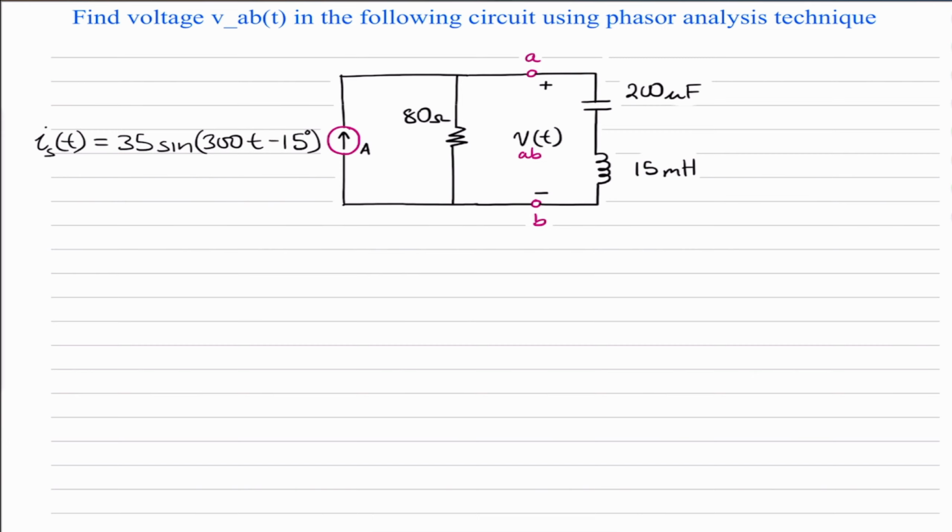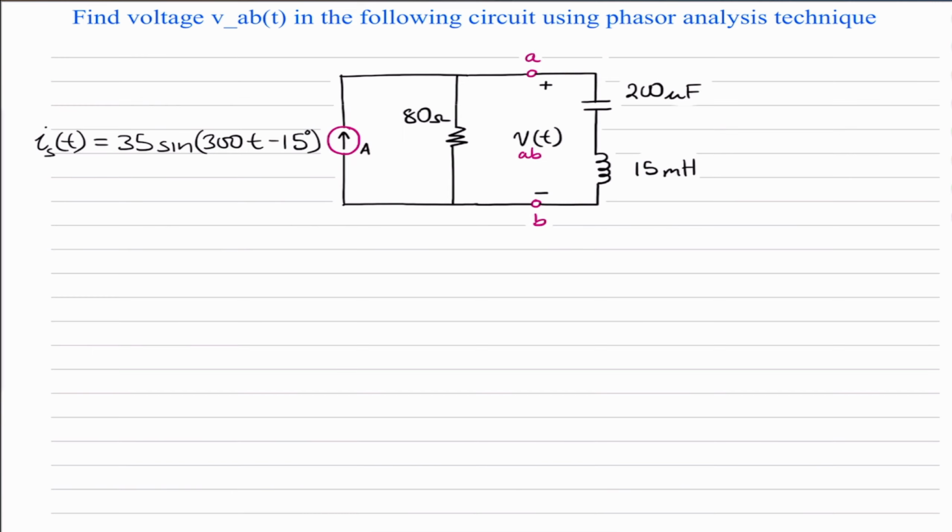Welcome back. In today's video, we want to find the voltage across the capacitor and the inductor. Here we see that we have a sine for a current source. As we mentioned in the study of sinusoidal analysis, we always adopt the cosine reference with a positive amplitude. So first we want to convert the current source into a cosine with a positive amplitude, and then transform the circuit into the phasor domain.